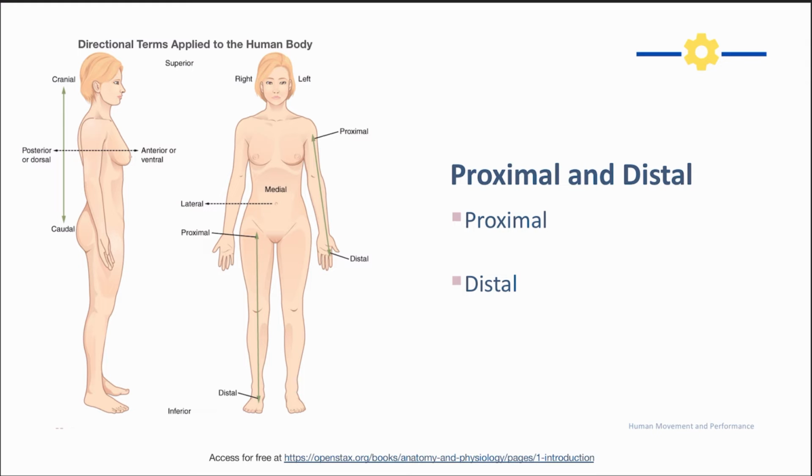Proximal and distal are often used, and proximal means closer to the center of the body. Distal means further from the center of the body. So you could use them in a sentence to say that the hand is distal to the elbow, meaning that the hand is further away from the center of the body than the elbow. And the shoulder is proximal to the elbow, closer to the center of the body.